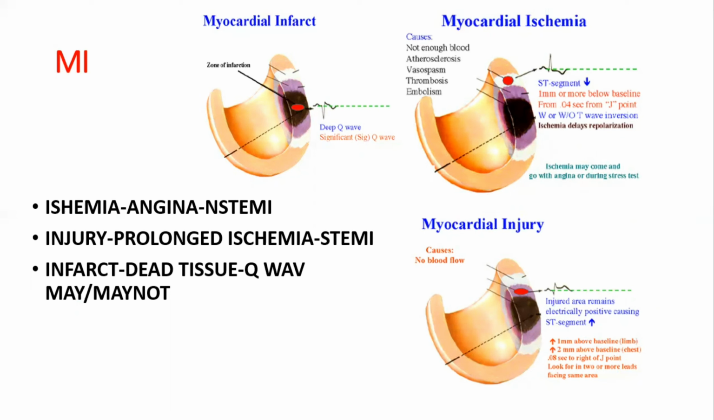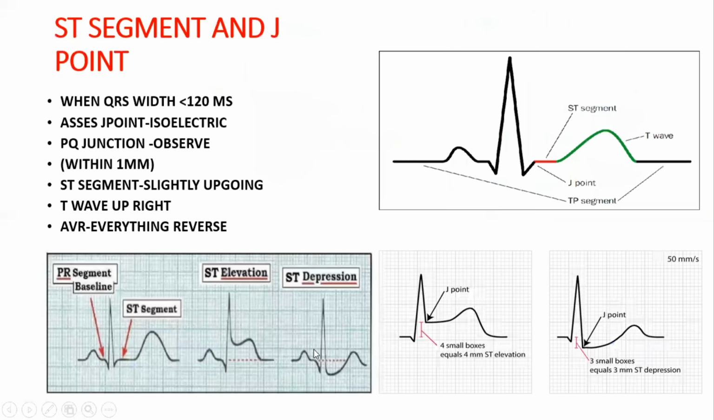Injury is prolonged ischemia. Cause is no blood flow. So the injured area remains electrically positive, causing ST segment elevation 1 mm above the baseline in limb leads and 2 mm above the baseline in chest leads, 0.08 seconds to the right of J point. Look for it in 2 or more leads facing the same area. Infarct is dead tissue. Deep Q wave, a significant Q wave, will be there in case of infarction. A Q wave may or may not be present in case of infarction.